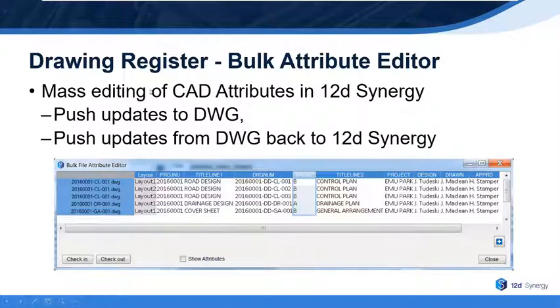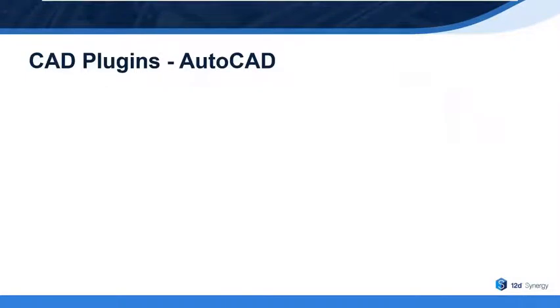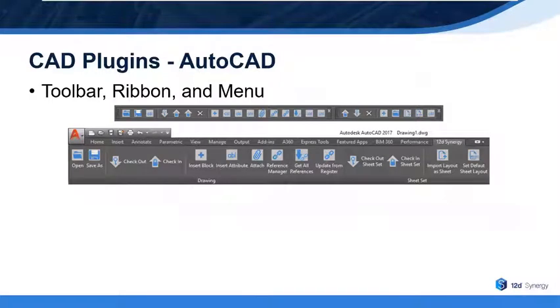And then we have our inbuilt bulk file attribute editor. So this is the ability to edit all the drawings at once. And again, it can push the updates to the DWG, or if you're in the DWG, you can push the updates back to 12D Synergy. So again, a two-way street. With the AutoCAD look, that's what your toolbar and ribbons will look like.